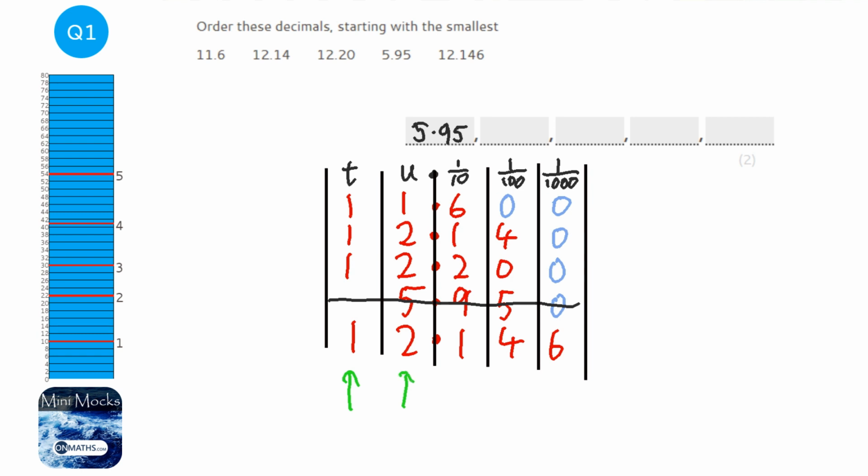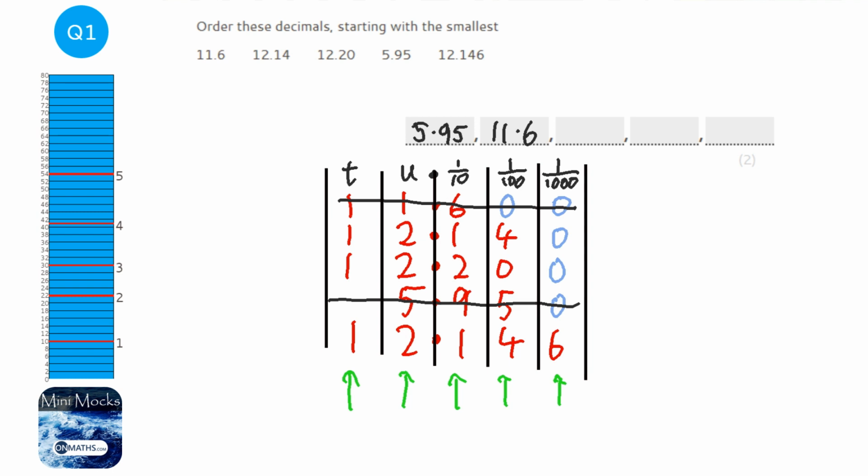We can see that there's a 1 in there, so it's going to be 11.6, which is the next smallest, so we can cross that out. All the rest of them are 2s, so we go on to the next column. Now there's 2 1s in this column, so we'll keep going, and look, they're both 4s in the next column, so we keep going, and there's a 0 and there's a 6.